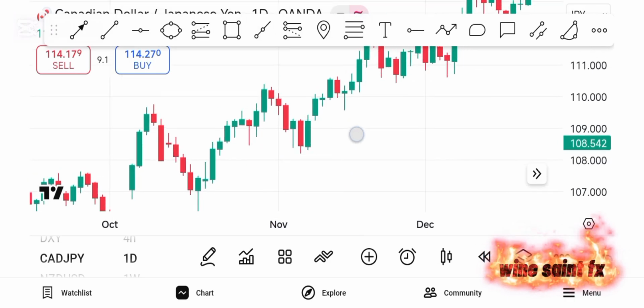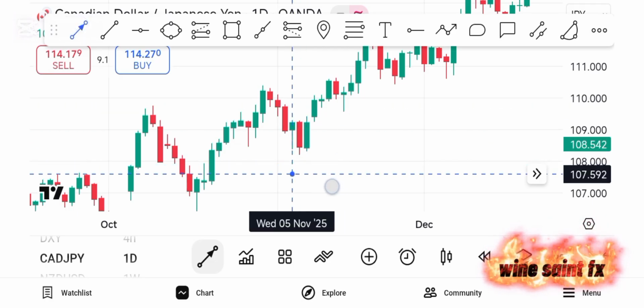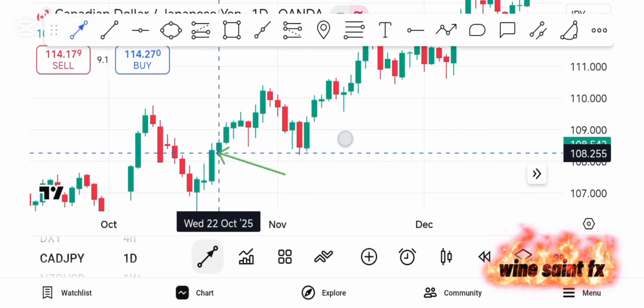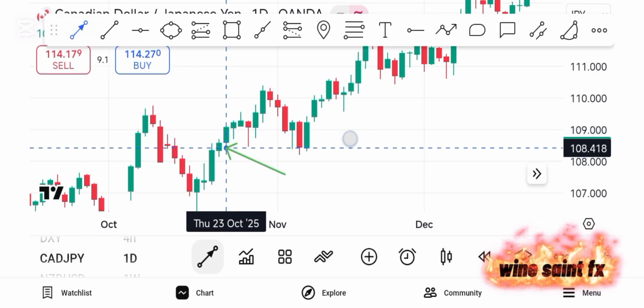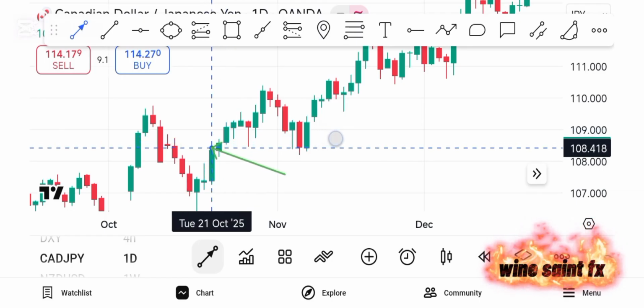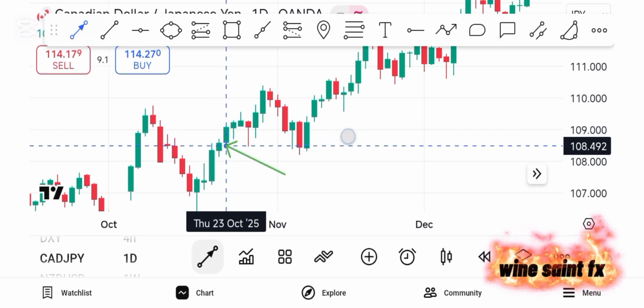If we want to see a balanced price action, tutaangalia like this candle. You see, we count this candle 1, 2, 3. You see here, this wick and this wick are connected. So that is a balanced price action.